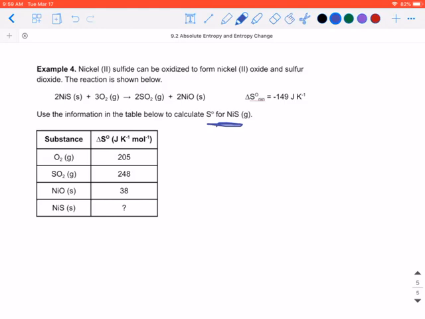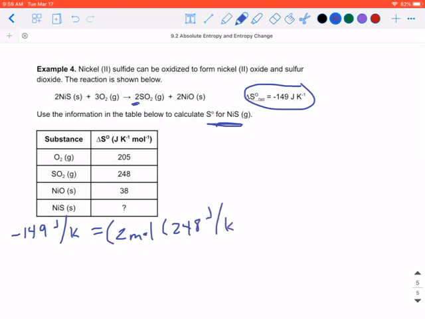Right, so this time my change in the standard entropy of the reaction is a negative value. So I'm going to do negative 149 joules per Kelvin. All right, and that equals, so again, starting with my products, I have 2 moles of SO2, and I'll multiply that by its entropy, which is 248. And since I have 2 products, I have to add those together.